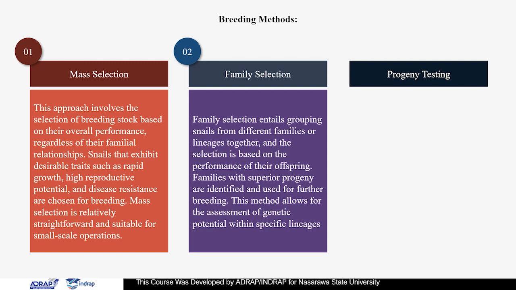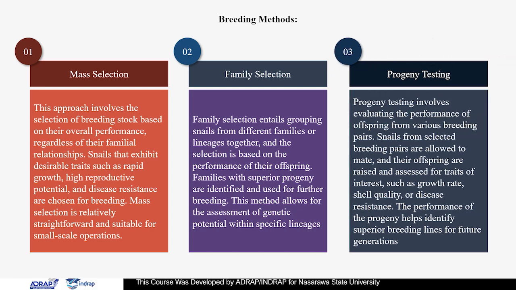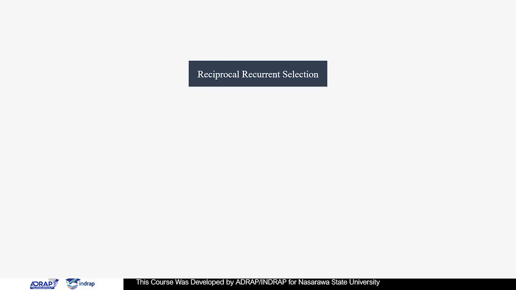Progeny testing. Progeny testing involves evaluating the performance of offspring from various breeding pairs. Snails from selected breeding pairs are allowed to mate, and the offspring are raised and assessed for traits of interest such as growth rate, shell quality, or disease resistance. The performance of the progeny helps identify superior breeding lines for future generations.